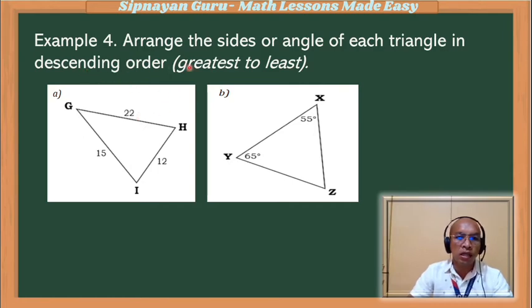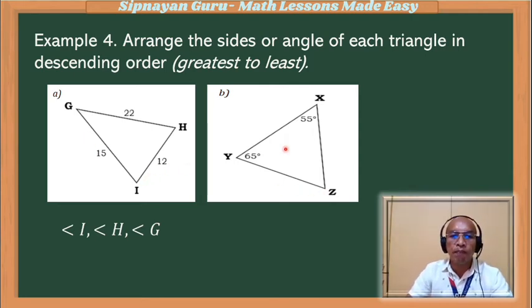So we're arranging the angles in descending order. What we are going to write first is the greatest. Based on the theorem, the angle opposite to the longest side is the largest angle. So therefore, our first angle is angle I, the opposite of 22 units, followed by angle H, the opposite of 15 units, and lastly, angle G, the opposite of 12 units. Letter B, only two angles are given.